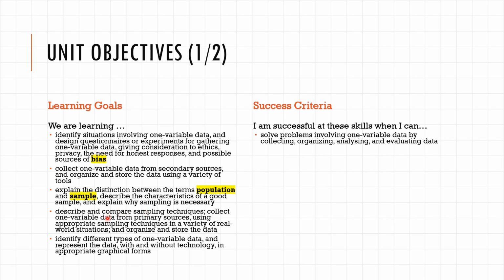And then we'll collect that data from primary sources using some good techniques that we will develop as part of this unit. And then we'll organize and store that data again, using the stuff that we've practiced here, that spreadsheet technology. We'll move on to identifying different types of one variable data and then representing that, using graphs or maybe using hand-drawn graphs with and without technology in its appropriate forms.